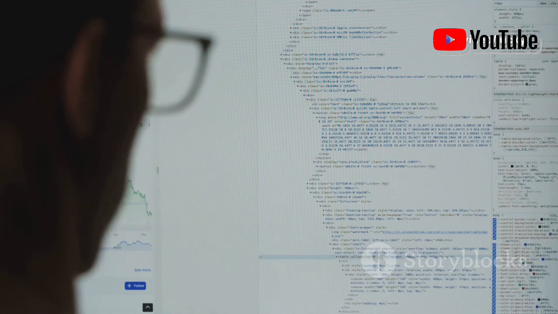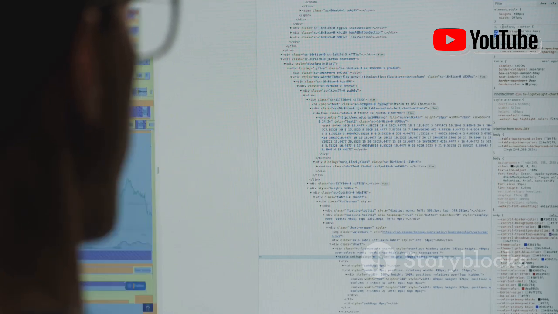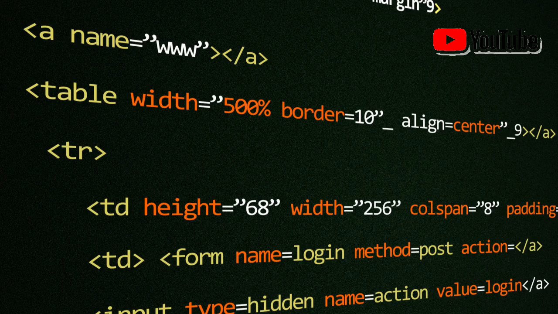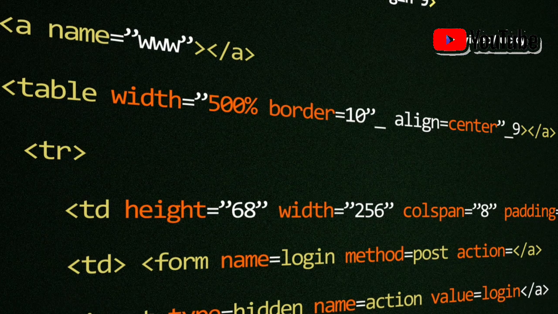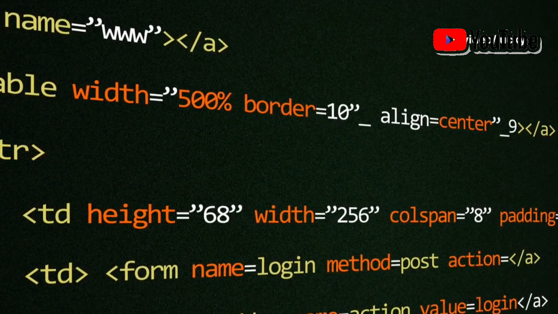These documents are interpreted by web browsers to display text, images, and other multimedia elements in a structured and visually appealing way. HTML uses special codes called tags. These tags are the instructions that tell the browser how to display the content.